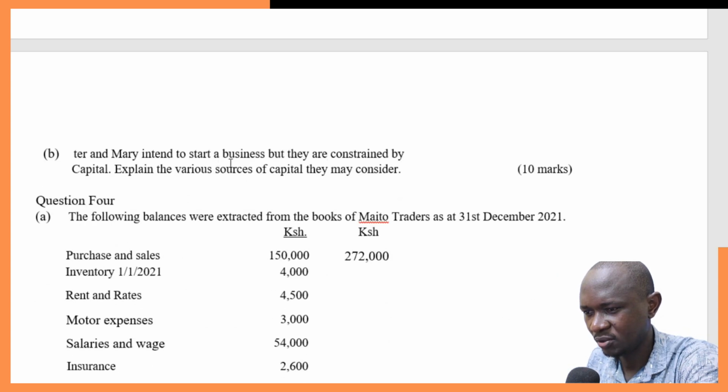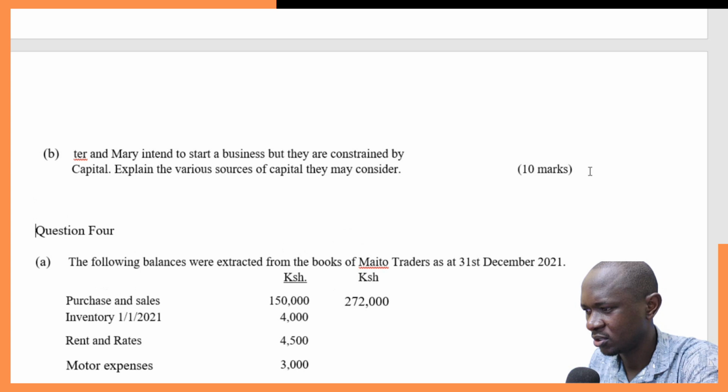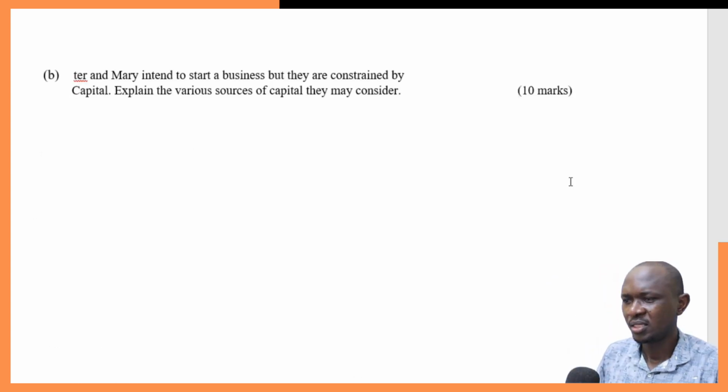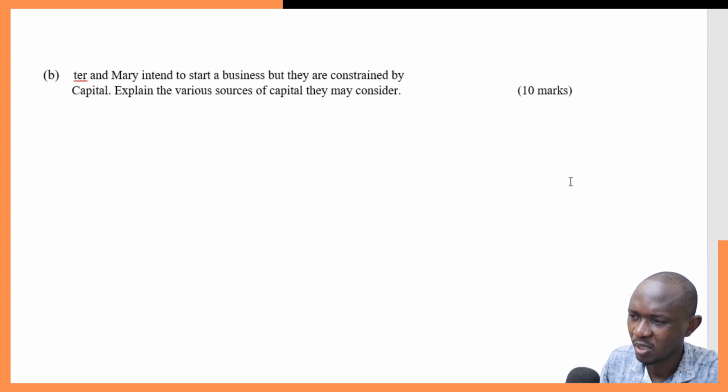Peter and Mary intend to start a business, but they are constrained by capital. Explain the various sources of capital they may consider. So they want to start a business, they don't have capital. So what are the various sources of capital that they might consider?